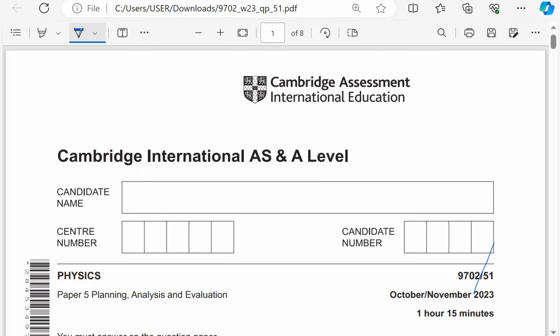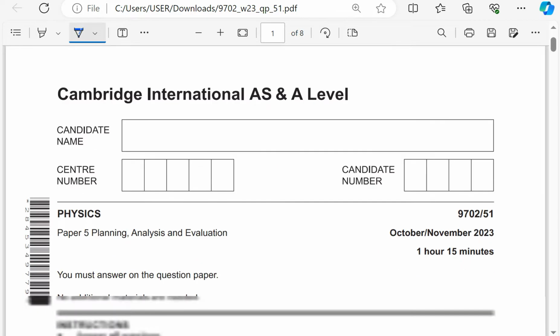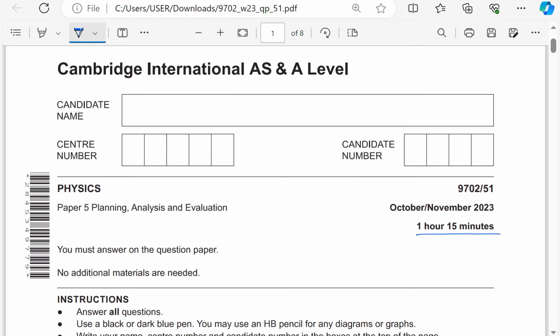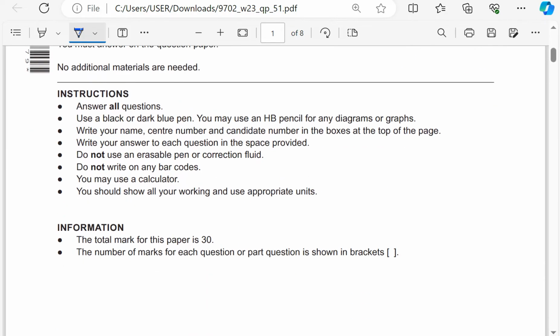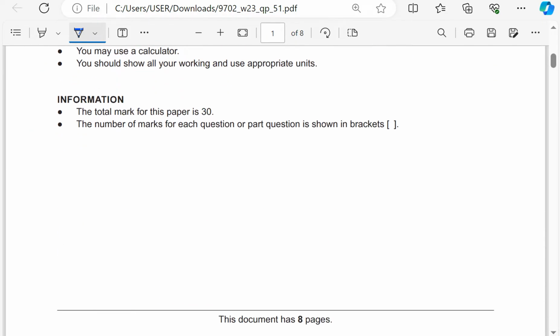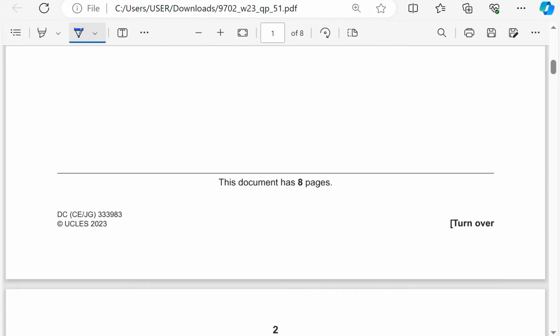It's 9702/51, that is October/November 2023. The paper is 1 hour and 15 minutes. I may use more time, you never know, but I'll try my level best to save time. So you are used to the instructions. You can print the paper and try to plan and maybe follow my videos after your plan and see what you missed out in your plan.